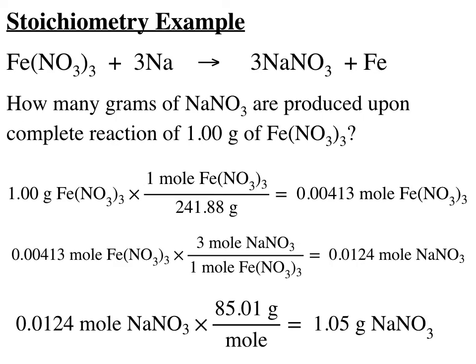Another stoichiometry example problem. I'm not going to go through the gory detail of this. However, I believe you should. Maybe you should get this slide, cover it up from the top, work through the problem, and make sure that you can calculate how many grams of sodium nitrate are produced when we completely react 1 gram of iron nitrate. You should work that out on your own just to make sure that you are able to do these kinds of calculations.